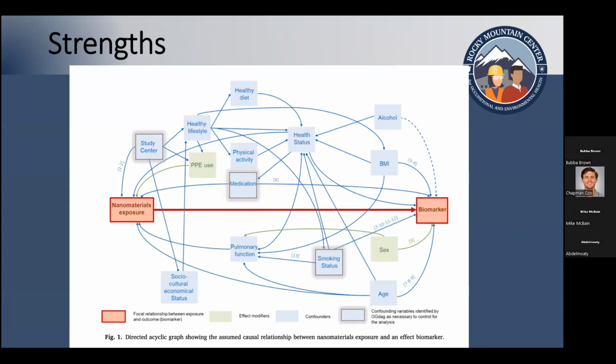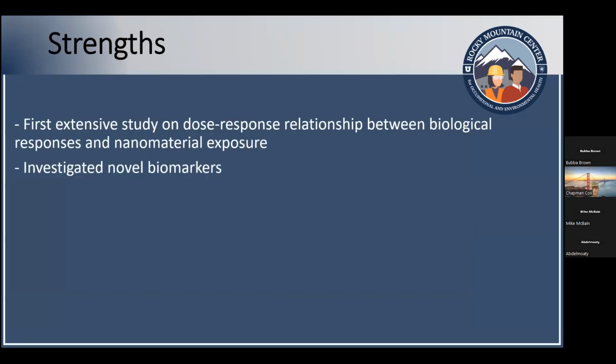Something cool I found about this project was that it created this DAG chart. With biomarkers, there are so many variables going into it, and you have to account for all that. So they used this DAG diagram to adjust the sensitivity of the data when correlating their nanoparticle exposure to their biomarkers, because everything affects your immune system, right? So that I found pretty strong in their case.